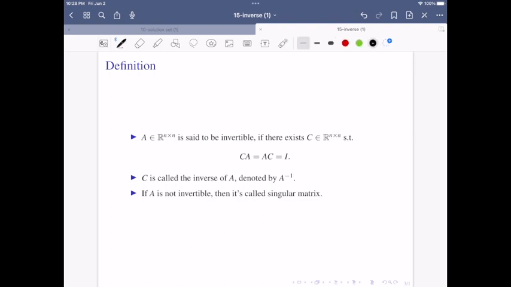already learned from high school or middle school. So similar definition is reciprocal. So I can say, suppose A is a number, a scalar, is invertible if there exists a number C satisfies A times C equals C times A, which is 1.